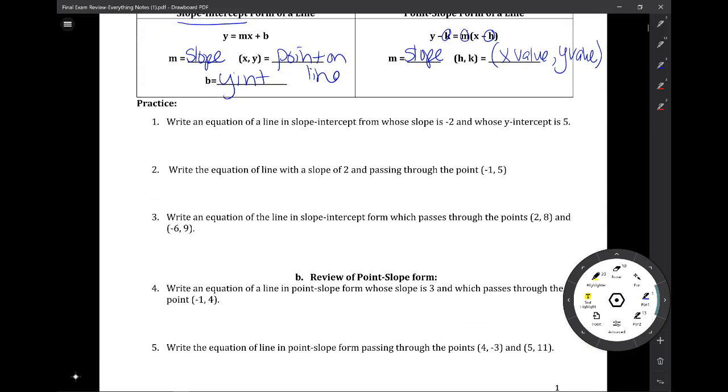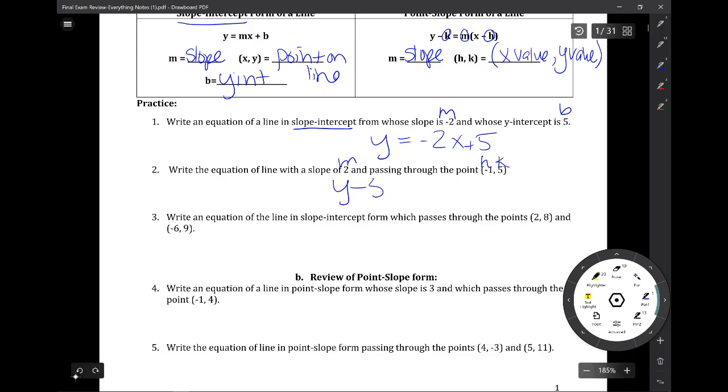Write an equation in slope-intercept form with a slope of -2 whose y-intercept is 5. So you just write y = -2x + 5. Write an equation with a slope of 2, but this time it passes through a point. So if they're giving me a point (h, k), that's when I'm going to use the other equation. So y minus 5 is equal to m, so 2, parentheses x, and then minus a -1 is actually going to make it a +1.